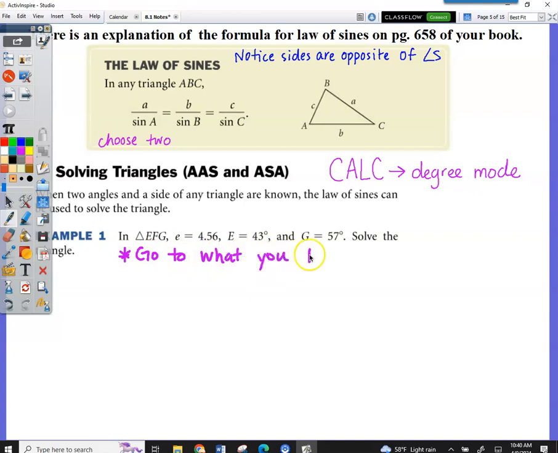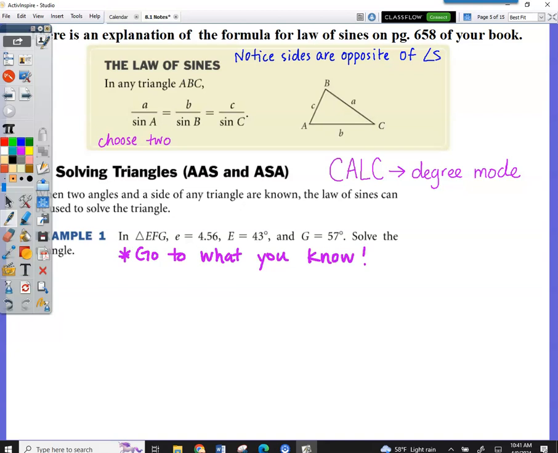Go to what you know. Do you know more angles or more sides? Sides. Wait, angles, sorry. Thank you. You know more angles. We have 2 angles, and we only have 3 to find, right? We already got 2. It doesn't matter if it's obtuse or acute, right? The angles add up to what? The angles add up to 180.